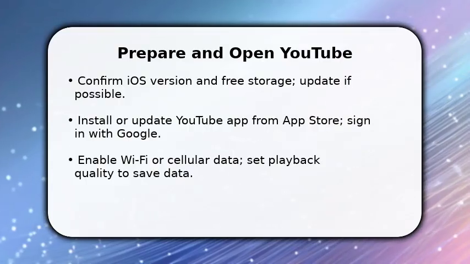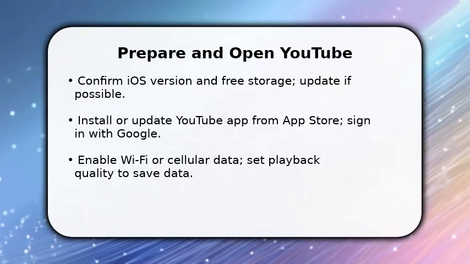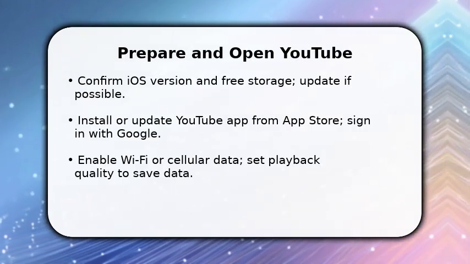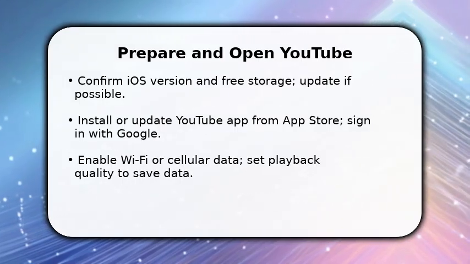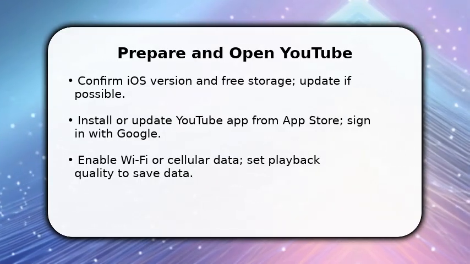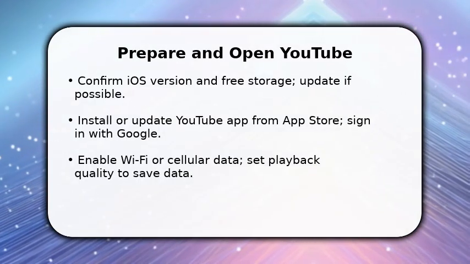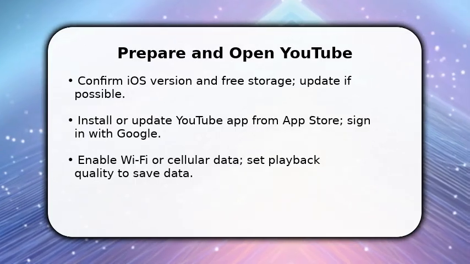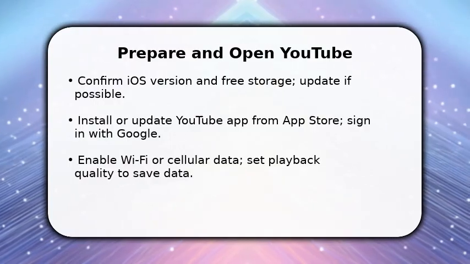You start by making sure your iPhone 6 is ready. Check iOS and free storage so the app runs smoothly. Once done, open the App Store, install or update YouTube, and sign in with your Google account to access subscriptions and playlists. Make sure Wi-Fi or cellular is enabled, then set playback quality to a lower level if you want to save data. This gets you logged in and ready to browse without interruptions.